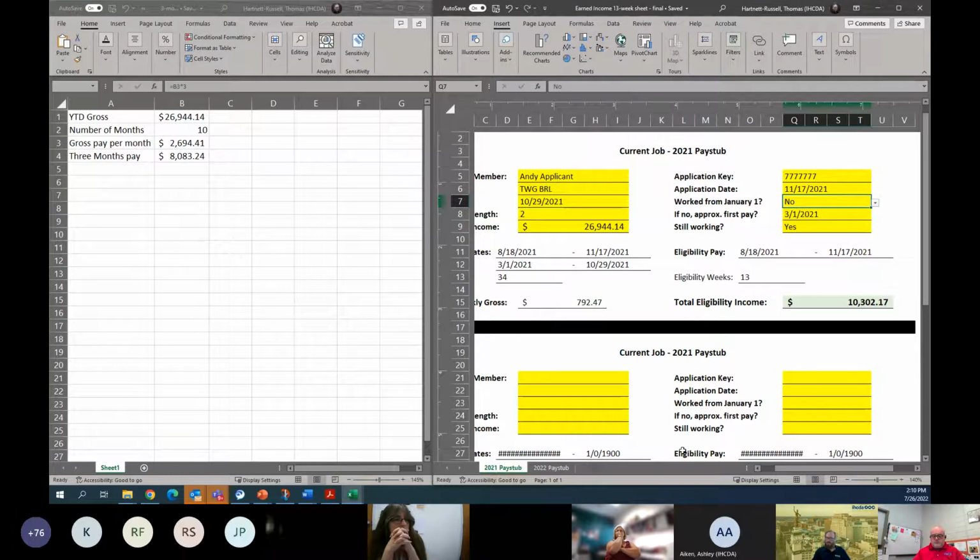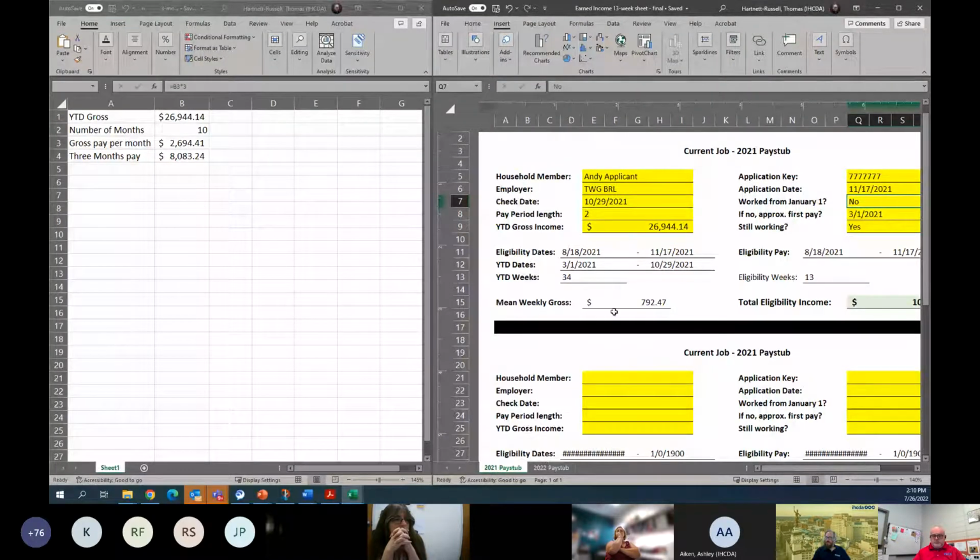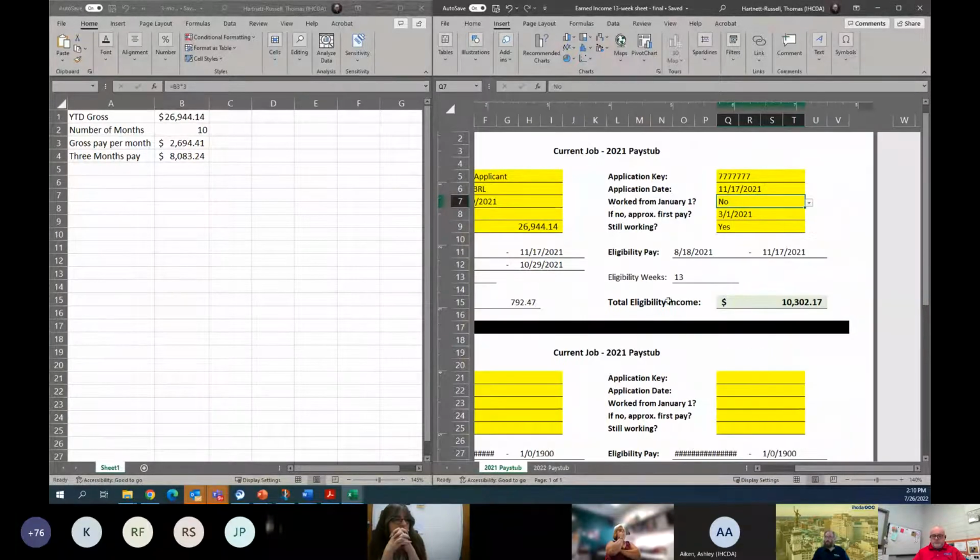So in that case, they had received $792.47 average per week, which puts their eligibility income actually up to $10,302.17.